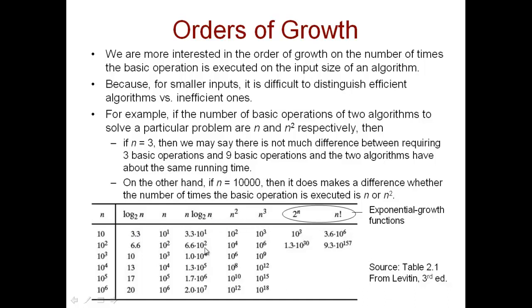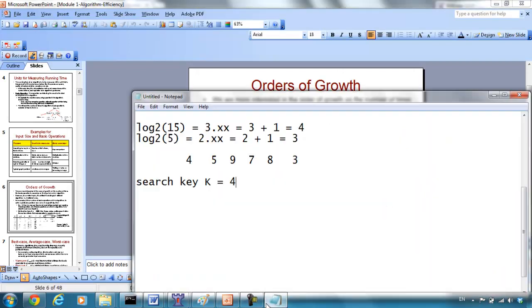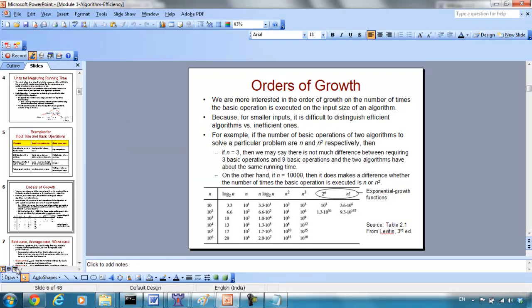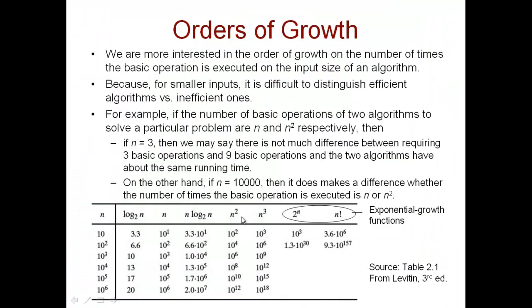And since you have log n to be less than n, n times log n is going to be less than n squared. And that's what you see here. n log n is going to be less than n squared. n squared is going to be less than n cubed, and so on.